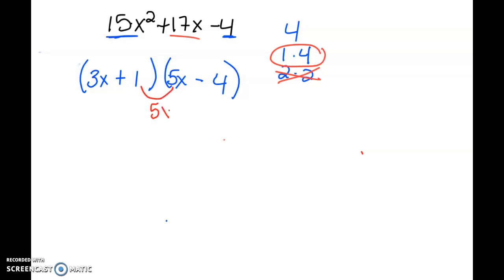So if I multiply that, that's 5x. If I multiply the outer, then that's going to be negative 12x. Well, that's not really working. That gives me negative 7x. So I'm going to go back and try. Maybe if I change the signs, that's not really going to give me what I want either. So I'm just going to change the order. I'm going to make this the 4, and I'm going to make this the 1.